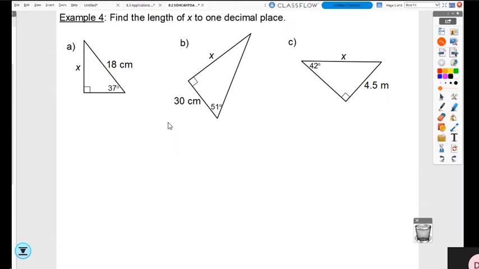Okay, example 4. Now, we're solving for side lengths here. Find the length of x to one decimal place. And maybe a lot of us are thinking, oh, it's a right triangle, it's Pythagorean theorem, right? That's where my head goes when I see right triangles coming out of grade 9 for sure. But notice, we only have one side, not two of them. So the Pythagorean theorem won't really help us out a whole lot.